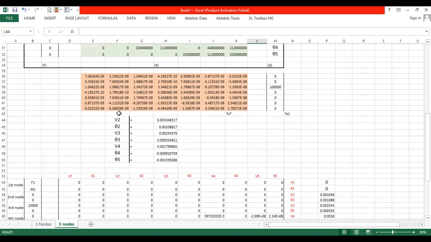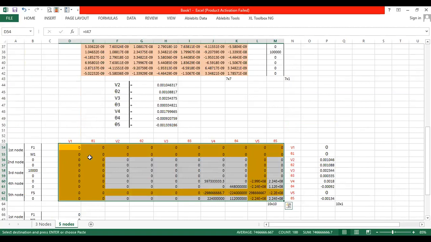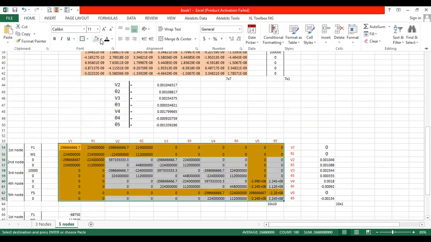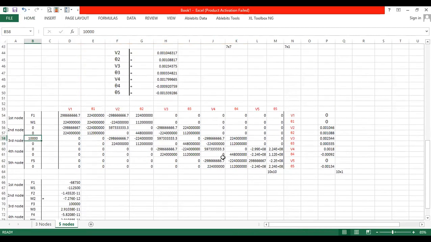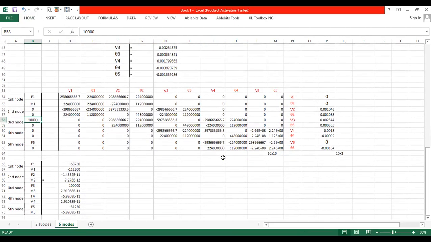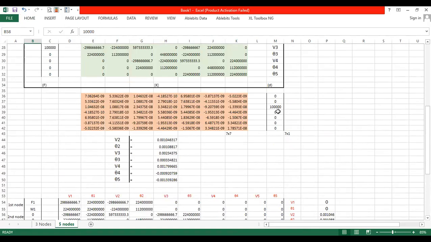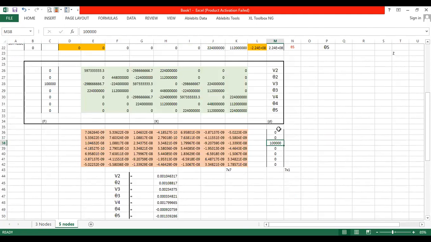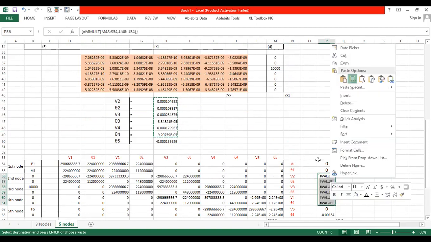Oh, sorry, while I pasted the stiffness matrix, everything became 0, right? So this is the stiffness matrix, right? Okay, and this is... Oh, sorry, it's 10,000. I had written it as 100,000. That's why.